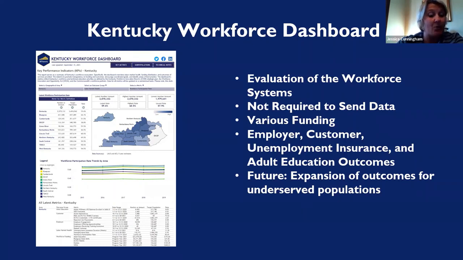So really things like WIOA, Perkins, adult education, what we call Bluegrass State Skills, which is another funding source in our state, and then our KCTCS trains. If you don't mind, move to the next slide.